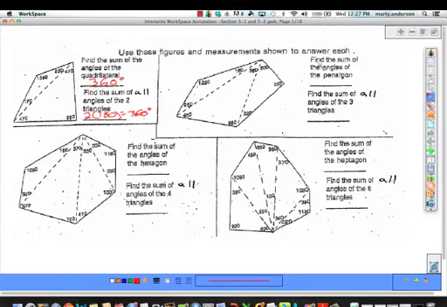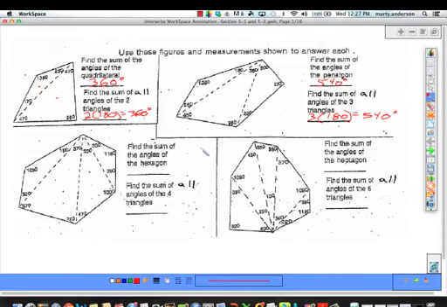Moving over to the pentagon, find the sum of the angles of the pentagon given here. Going through and adding those up, we will get 540 degrees. As we do the sum of the three triangles formed by the two diagonals coming out of one vertex, we know that three triangles, each measuring 180 degrees, needs to be 540 degrees.